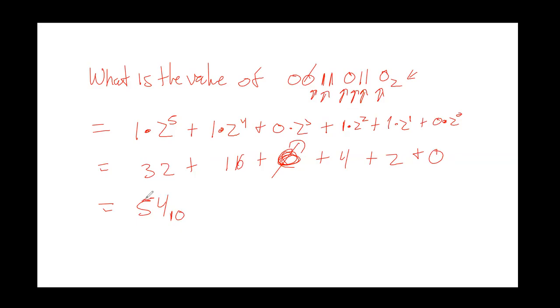Well, if I write it this way, this is 54. If I write 5 and 4, then I'm writing it base 10. If I write it out this way, if we write out 0, 0, 1, 1, 0, 1, 1, 0, then this is base 2.